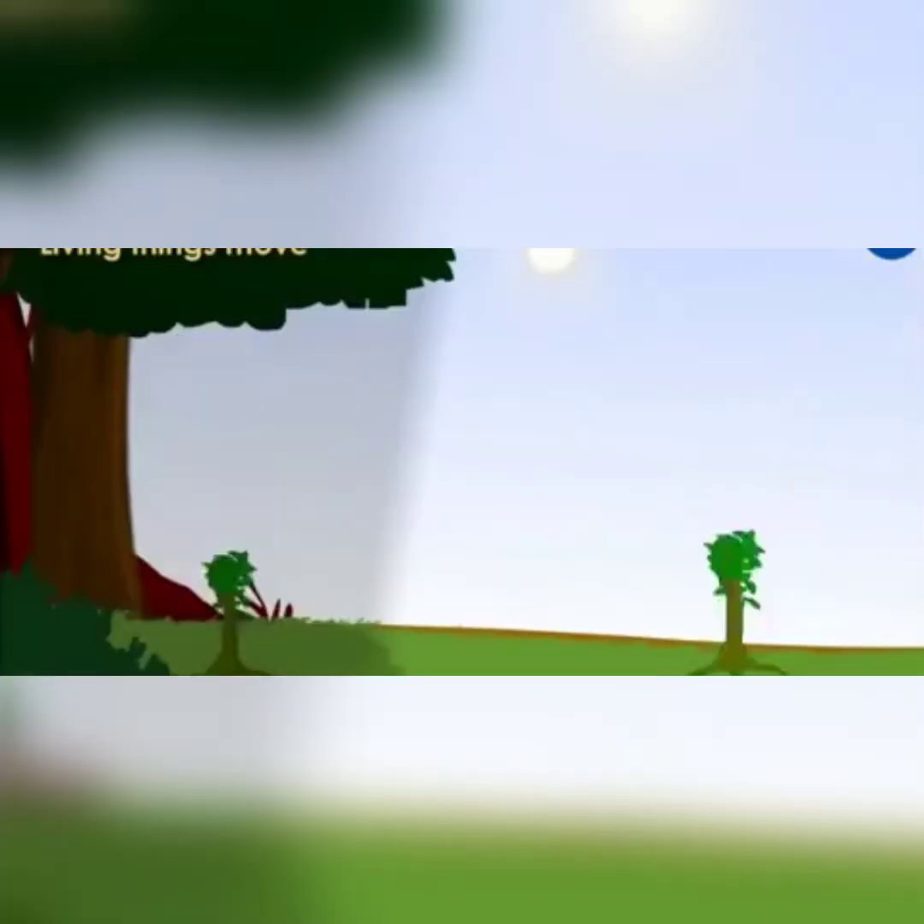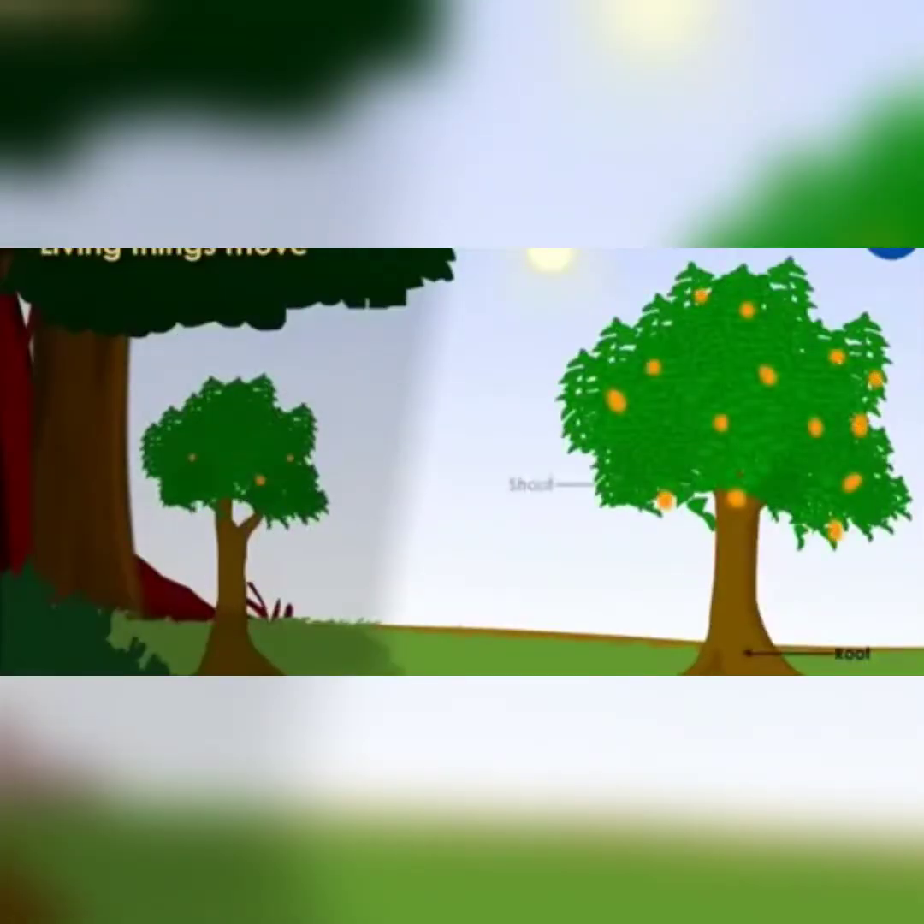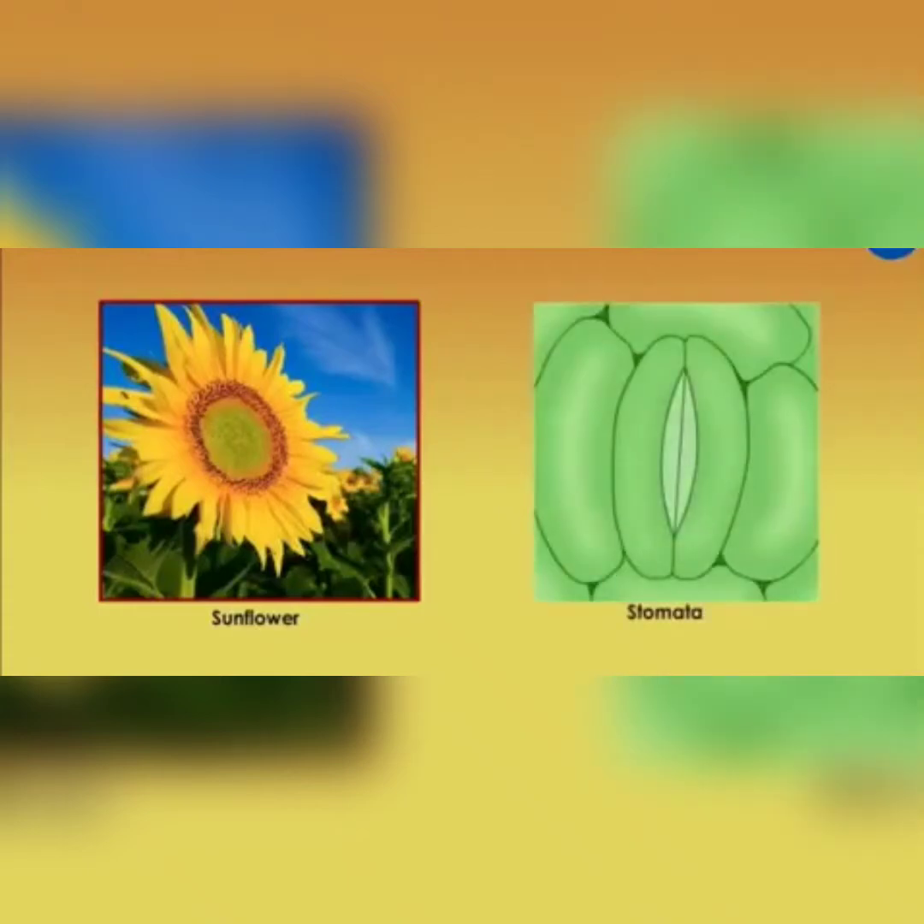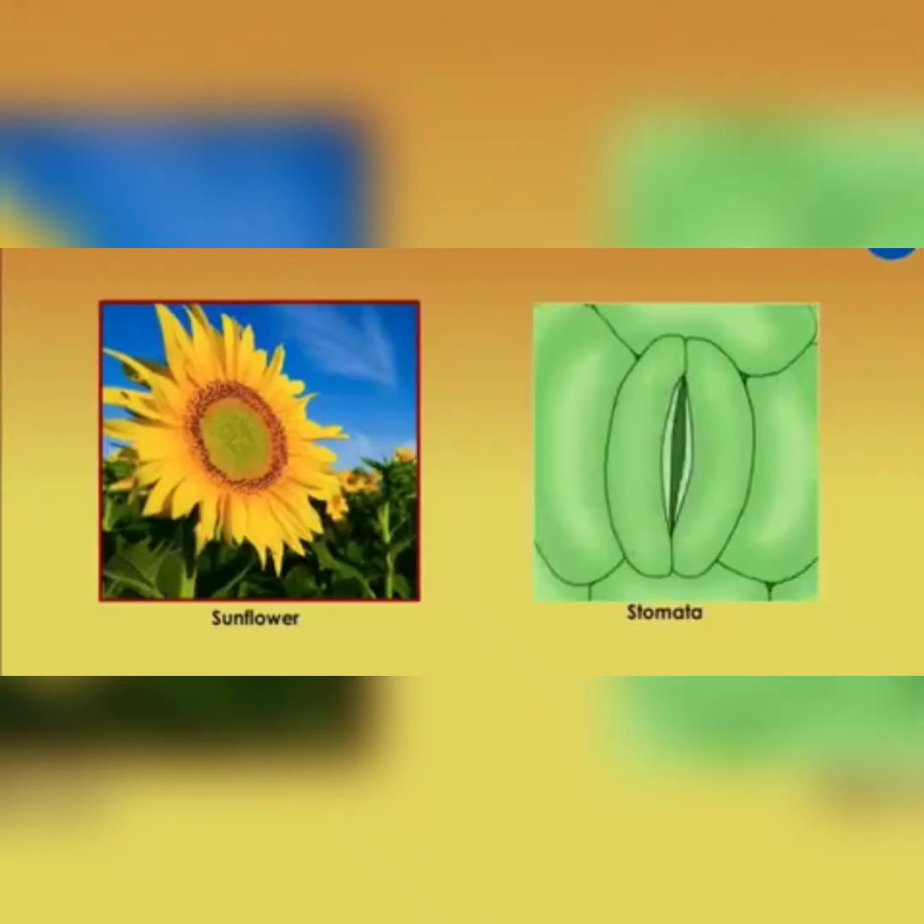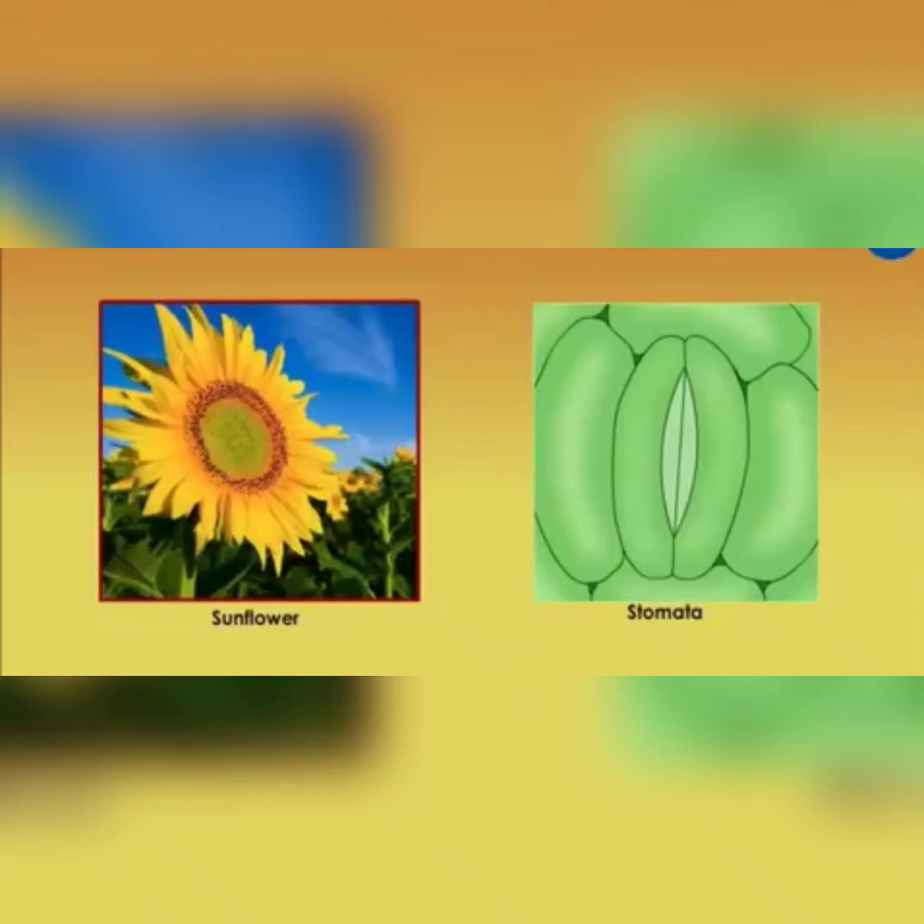Root always grows towards the soil and the shoot towards light. Example, a sunflower plant. Here you can see a sunflower plant that moves towards light. That is an example of one movement. Opening and closing of stomata during photosynthesis is another example of plant movement. Plants also show internal movement within the cell.